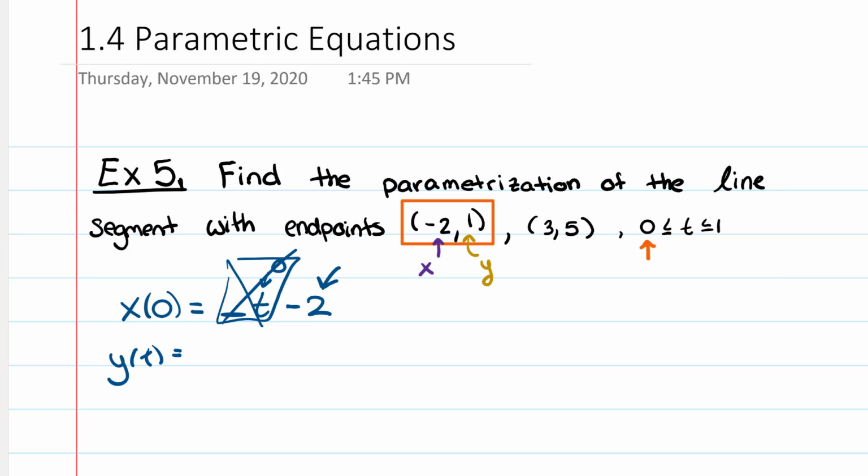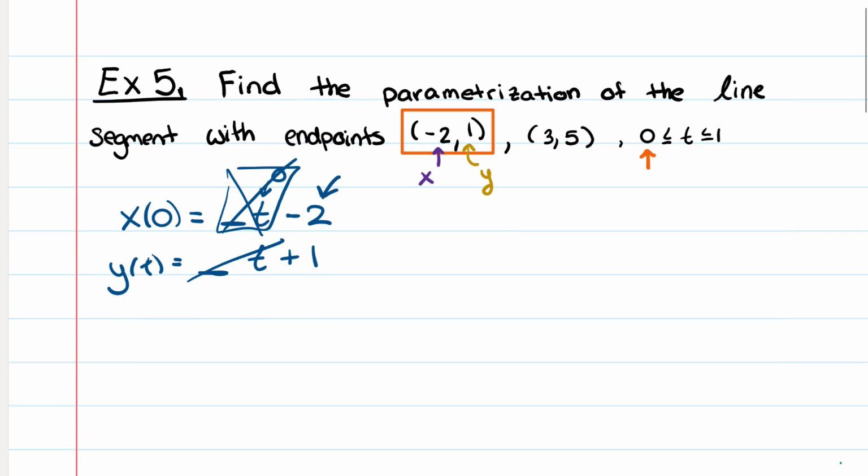And for the y, it's going to be something times t plus 1, because when I plug in 0, this term is also going to go away. That's where the -2 and the 1 are going to come from. So far, I have x of t is going to be, I'll call it, a times t minus 2, and y of t is going to be b times t plus 1. And again, I know that because at 0, I better get -2 for x, and I better get 1 for y.